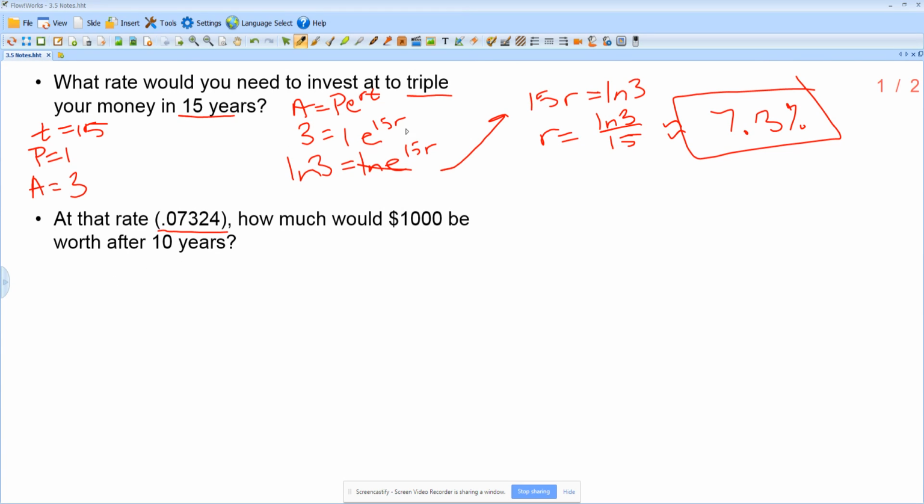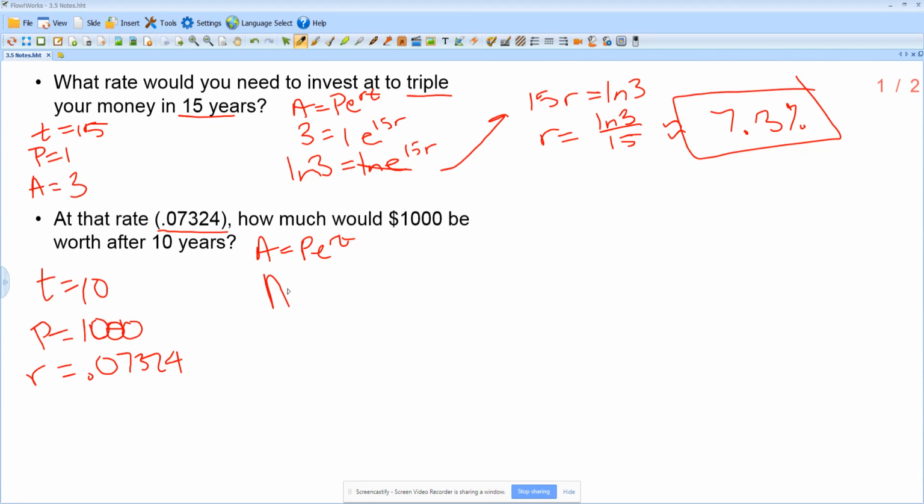So I'm not using this formula now. I'm still using A equals Pe to the rt, but now I want t to be 10. I'm putting in an initial amount of $1,000, and my rate is that 0.07324. So I'd have A equals 1,000 e to the 0.07324 times 10. All I do is shoot that straight in a calculator. There's no solving to be done there. I get A is approximately $2,080.08.